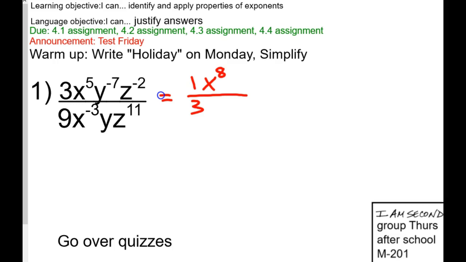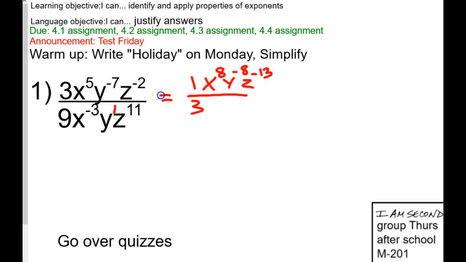-7 minus, and if there's no power, what goes there? This is y to the 1. So if there's no power, you need to write a 1 there. Cool? So, -7 minus 1 is what? -8, right? So that's y to the -8 on top. And then with the z's, -2 minus 11. What's -2 minus 11? -13.